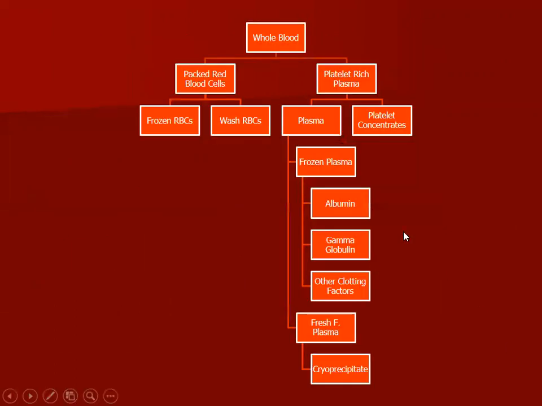So let's look at the different types of products that we have. We have whole blood, and packed red blood cells, which has frozen red blood cells and washed red blood cells under it. And then we have platelet-rich plasma, which has platelet concentrate, and then plasma, which can be broken down further into frozen plasma or fresh frozen plasma. Now, our frozen plasma has albumin, gamma globulin, and other clotting factors, and our fresh frozen plasma has our cryoprecipitate.